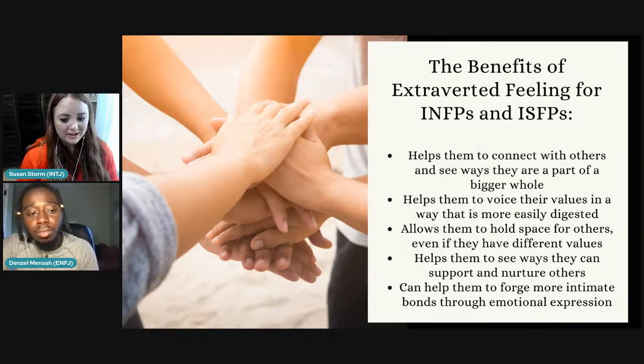So when they integrate extroverted feeling, they're more trusting of others and more able to express what they're feeling in a way that allows them to get close to people.